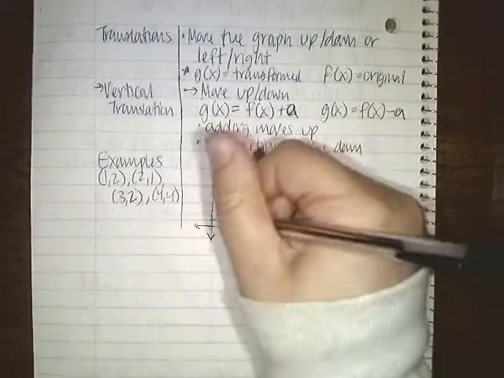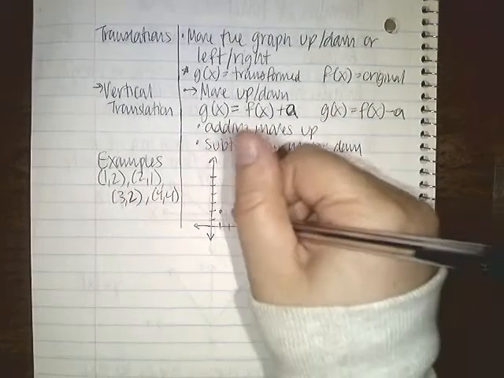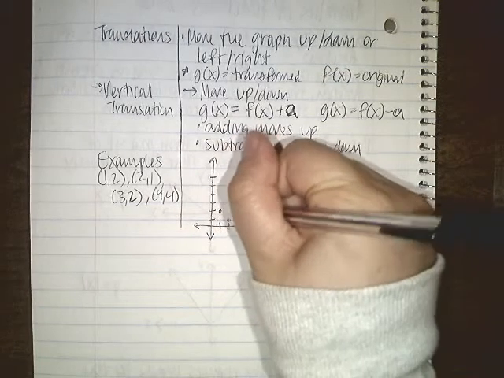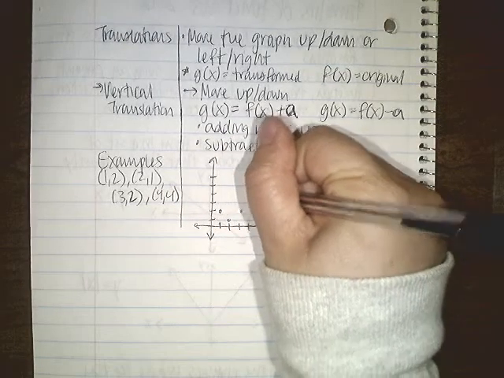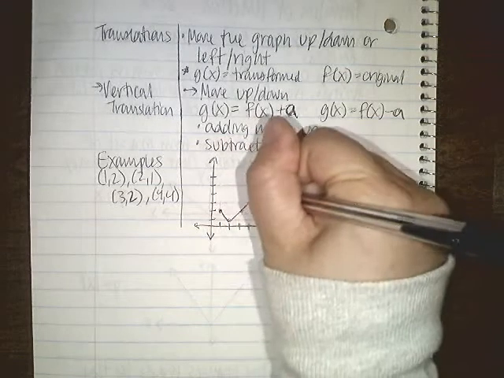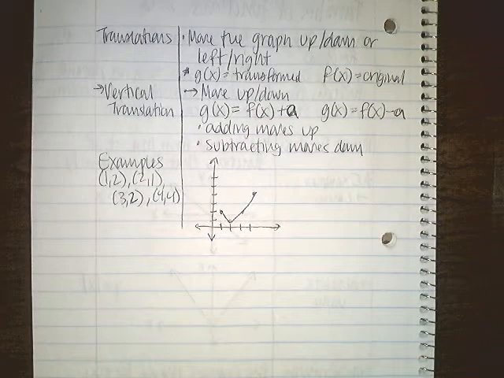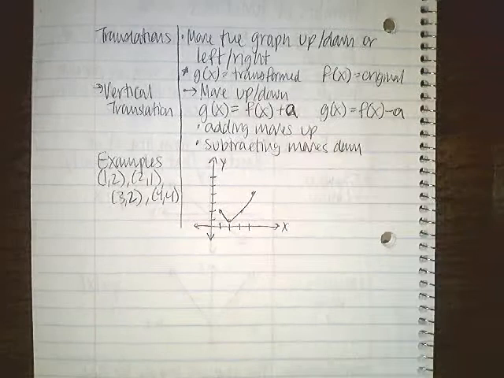So I'm going to plot my original points. I have (1, 2), then (2, 1), (3, 2), and (4, 4). So this is my original graph. Not perfect, but bear with me. My y and x axes.